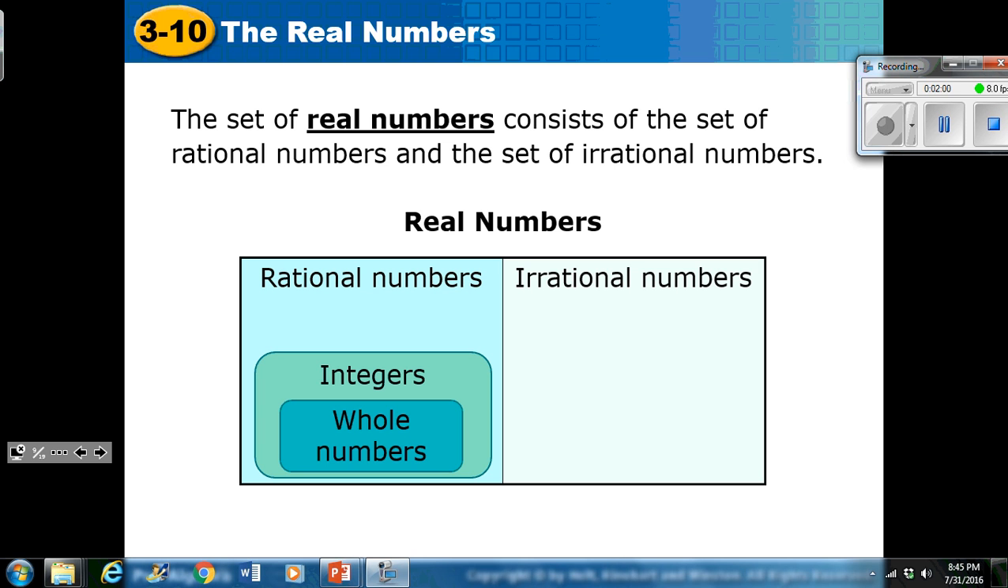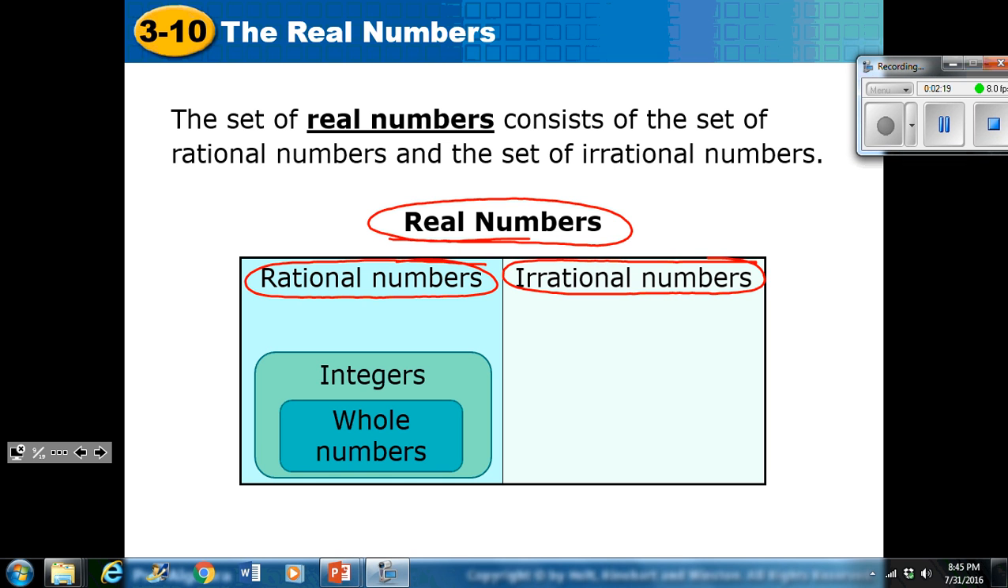All right, here's a little Venn diagram to help you keep some of this stuff straight. The set of real numbers is made up of all of the rational numbers that we just talked about and all of the irrational numbers. Add up the rational numbers plus the irrational numbers, and you get the real numbers.